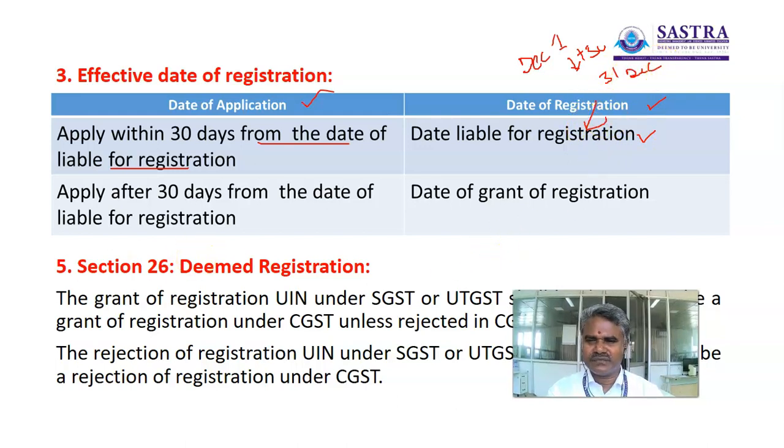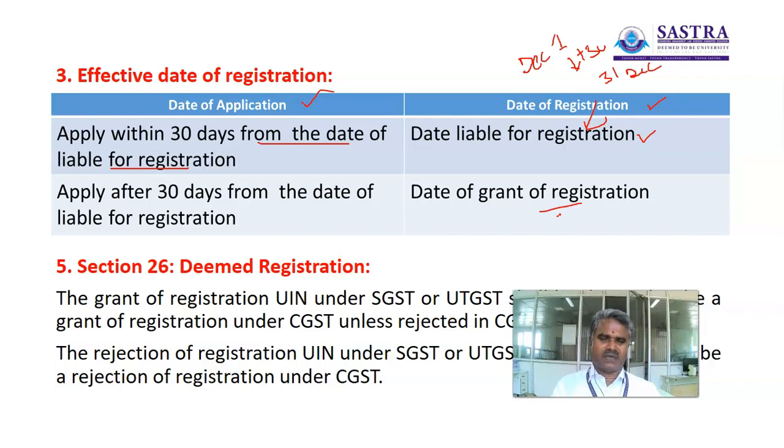Okay. When you apply within 30 days from the date of liability for registration, the date of liability for registration is the date of registration. But when you fail to apply within 30 days and apply after 30 days, the date of grant of registration will be the date of registration. The date on which they give the registration certificate will be your date of registration. This is very, very important, but you have to apply within 30 days from the date of liability for registration.